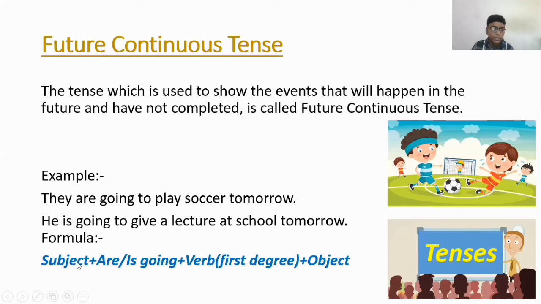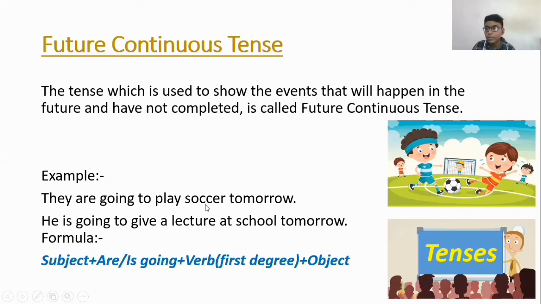Formula for this is subject plus are/is. If it is plural, then we will use are. If it is singular, we will use is. Going plus verb first degree plus object. For example, they are going to play soccer tomorrow.